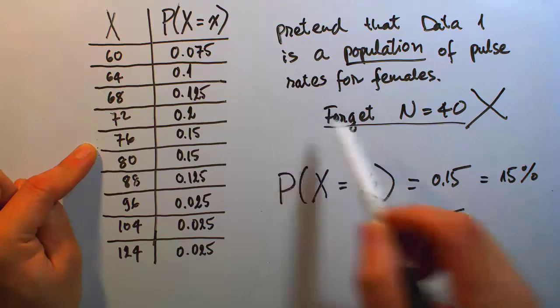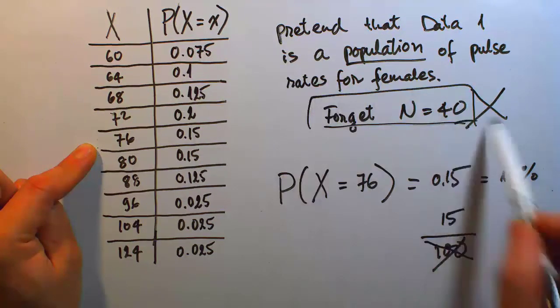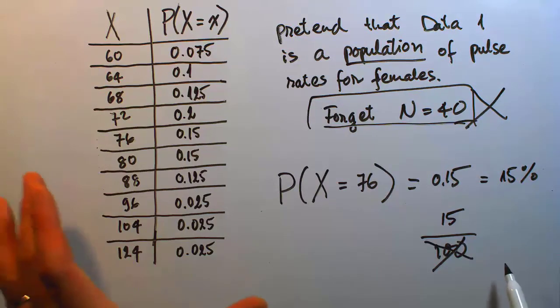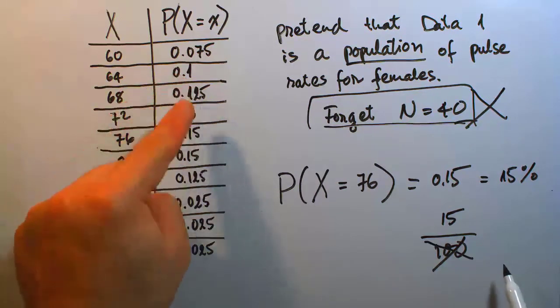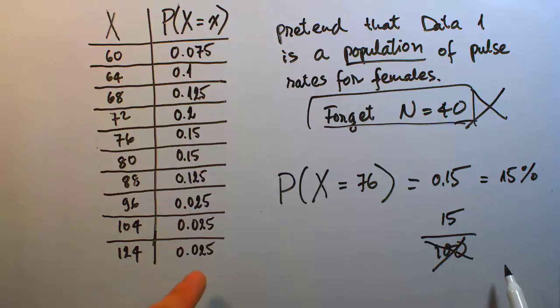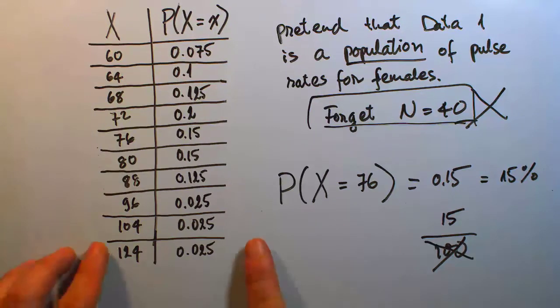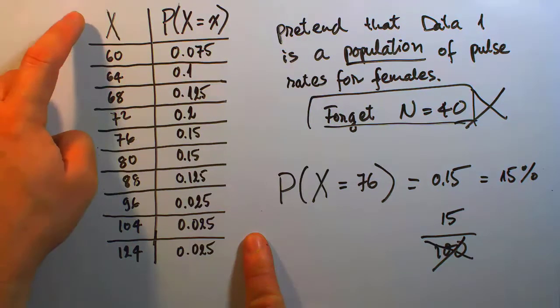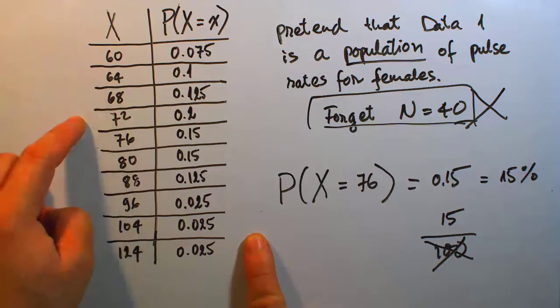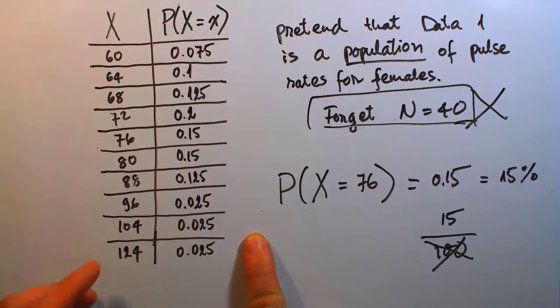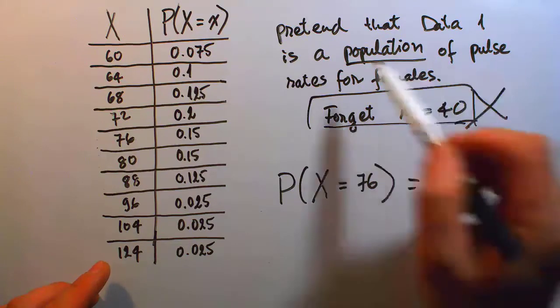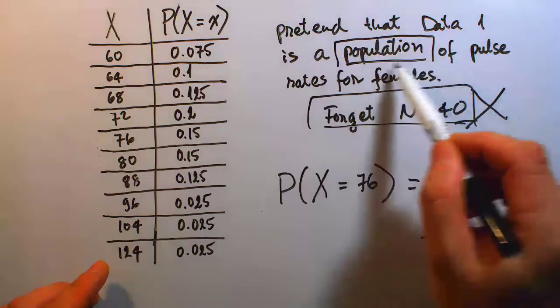Remember I talked about how we have to forget n equals 40. Pretend that the whole reason we have these numbers is simply because a super powerful computer gave us this data right here. And so we use the concept of random variable as a way to communicate about data that's being considered as population data.